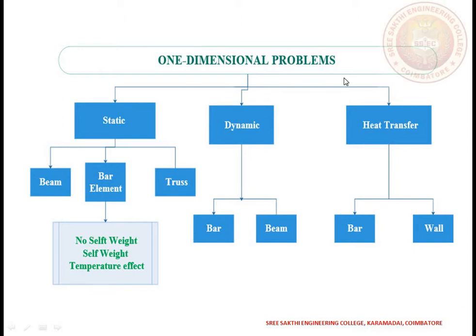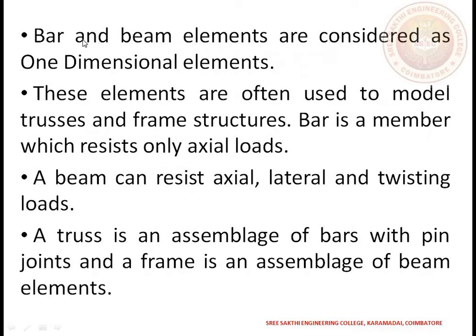One dimensional problems are generally classified as bar elements, beam elements and truss elements. That is why bar and beam elements are considered one dimensional elements. These elements are often used to model trusses and frame structures. A bar is a member which resists only axial loads. The main thing is that when we consider one axis, one parameter is varying. That is the concept.